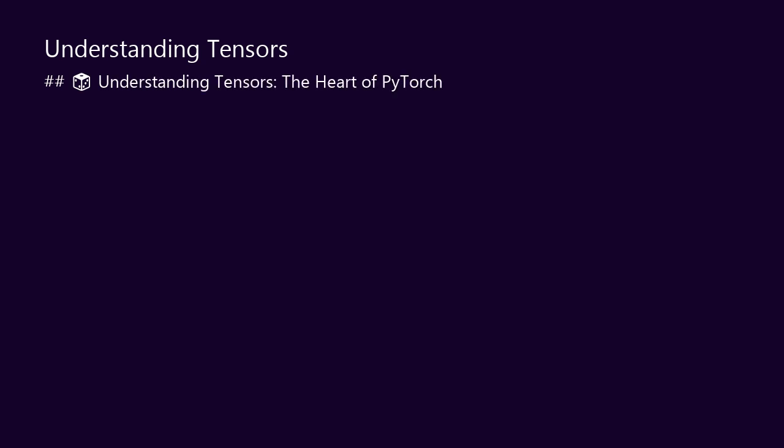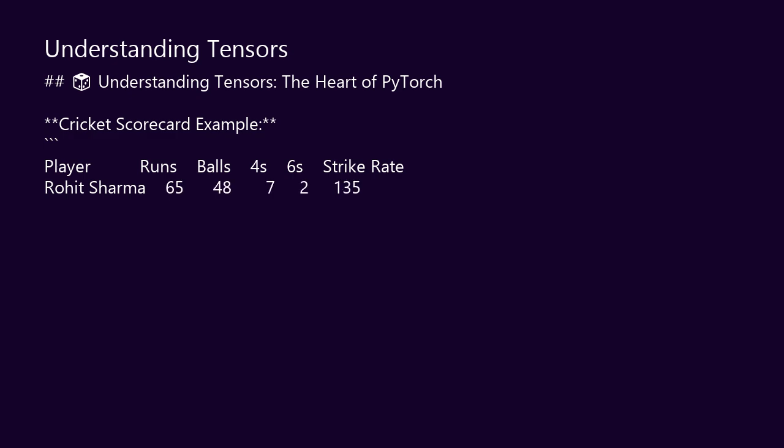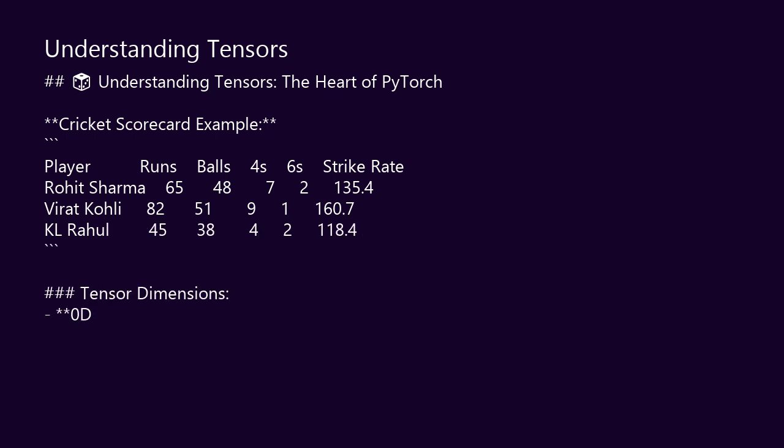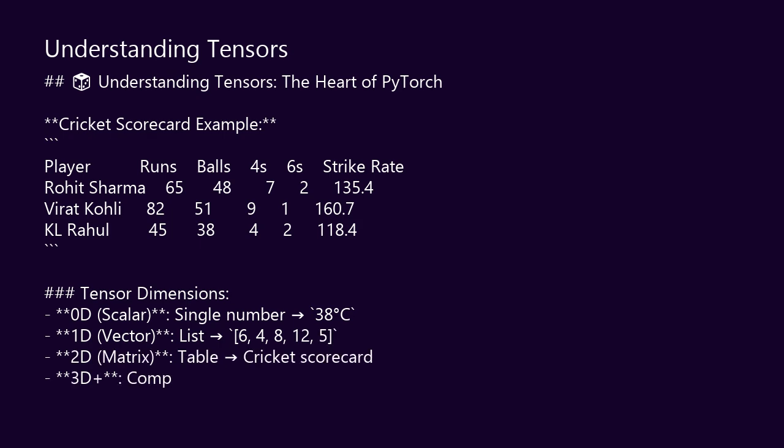Now comes the most important concept, tensors. Let me explain this with a real-world example. Imagine you open Cricbuzz to check yesterday's match scorecard. You see rows of players and columns of statistics. Things like runs, balls, fours, sixes, strike rate. This is essentially a 2D tensor. Rows of players, columns of statistics. The numbers are organized in a structured format that we can perform calculations on.